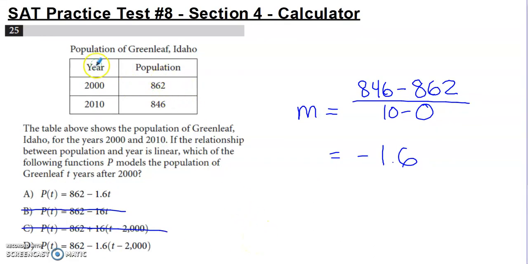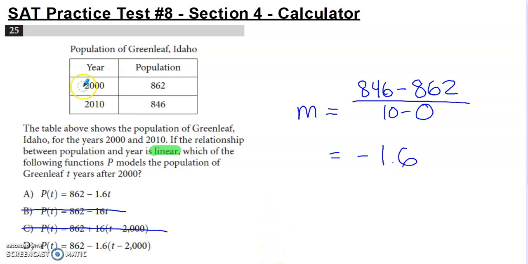So here we've got some data, population for Greenleaf, Idaho, year 2000, year 2010, so not a lot of people living there. And if you read the problem statement, the table represents exactly what we thought it did by reading the heading of it. The relationship between population and year is linear. Which of the following functions P models the population of Greenleaf T years after the year 2000? Well, if a relationship is linear, there's going to be a slope that is constant throughout this relationship.